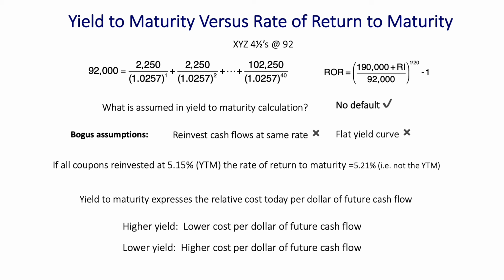What's the bottom line here? It is that yield to maturity expresses bond values in an extremely useful fashion. A bond's yield to maturity is the relative cost today per dollar of future cash flow.